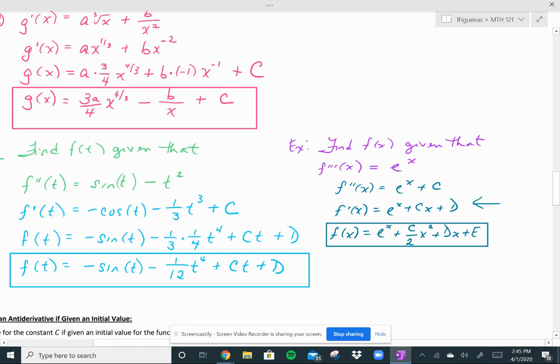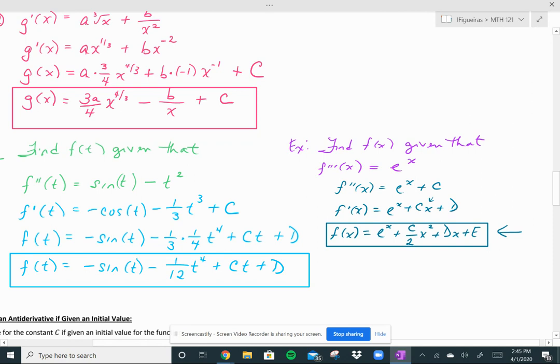Okay, then we have to take the antiderivative of f prime to end with f, which is what you were asked for. So the antiderivative of e to the x is e to the x. Remember, c is the coefficient of x. So when you do anti-power rule to the second term here, you add 1 to the exponent, multiply by the reciprocal. So that's why you get 1/2 of c, or c over 2, x squared. The antiderivative of d is dx.